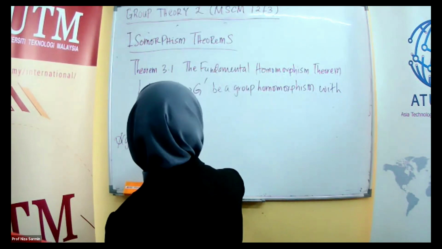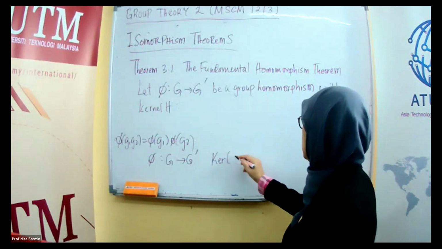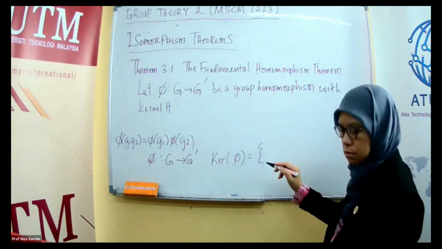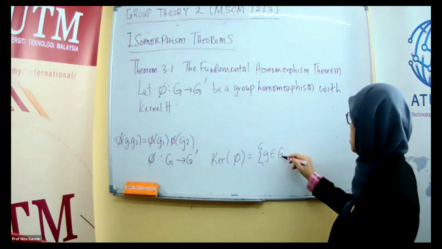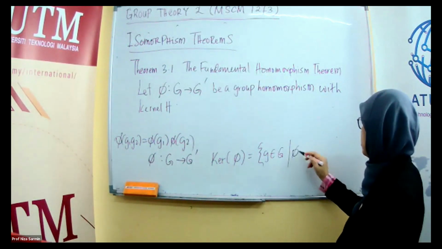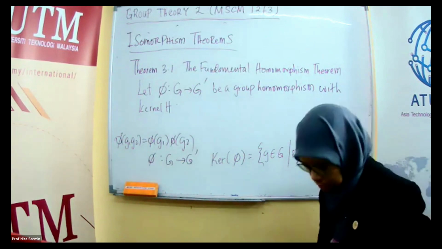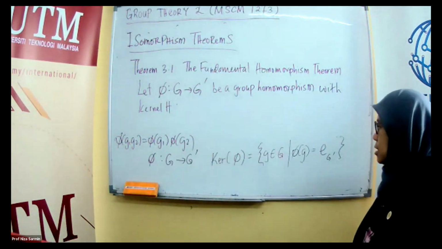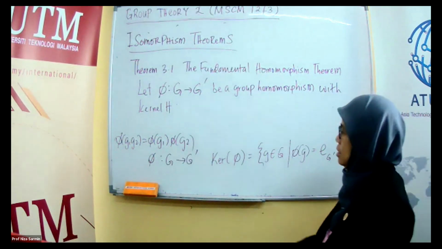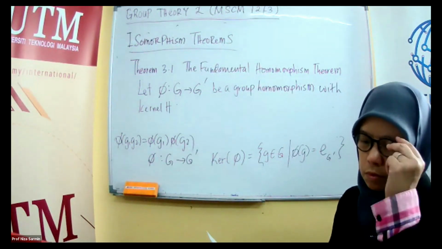Kernel is all elements g in G that are mapped to the identity in G prime, right? That is the kernel. All elements in G which are mapped to the identity of this. Right, that is the kernel.